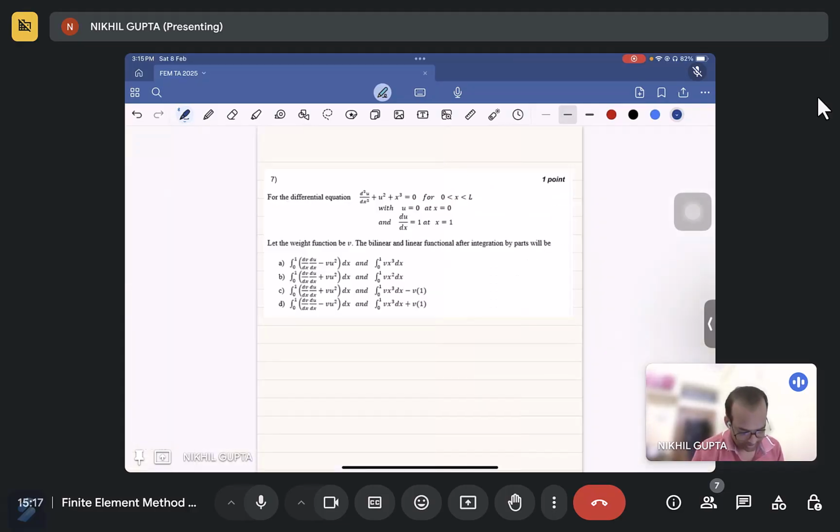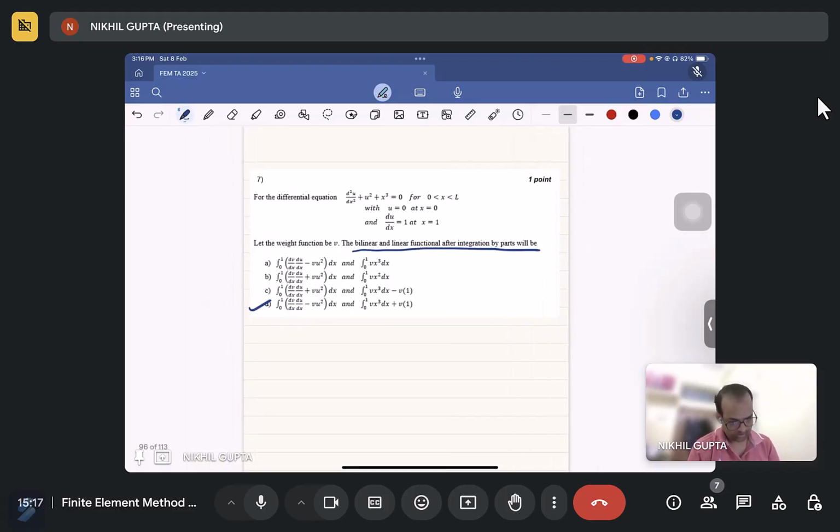Number 7 is saying that the differential equation is given. You have to find the weak form, where the weight function V is given as V. By bilinear and linear functions, after integration by parts it will be. So I have shown what many questions we can do this. And if you have anything, you can stop here. Otherwise, I'll directly give you the answers.